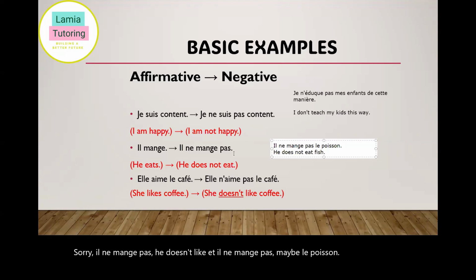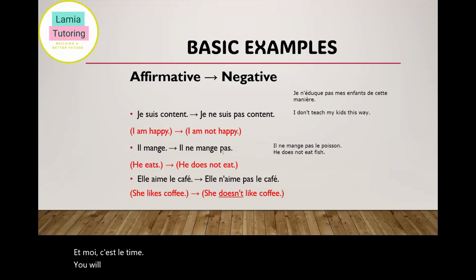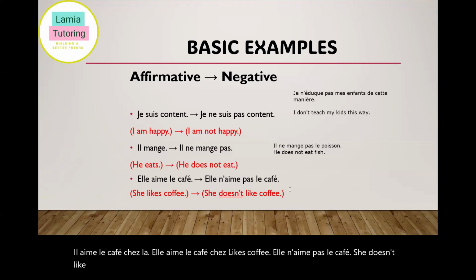Most of the time, you will always use this with something else. See what I mean? Like, il ne mange pas something. Il aime le café. Elle aime le café. She likes coffee. Elle n'aime pas le café. She doesn't like coffee. Okay. Do you have any questions on these examples?